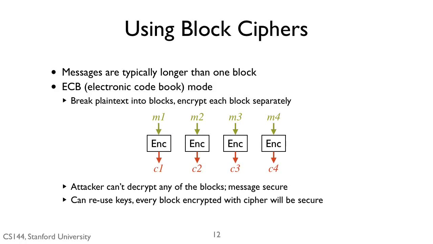So let's suppose we have a good block cipher. How do we use it? Messages are typically longer than one 64 or 128-bit block. One straightforward approach is something called ECB, or electronic codebook mode.